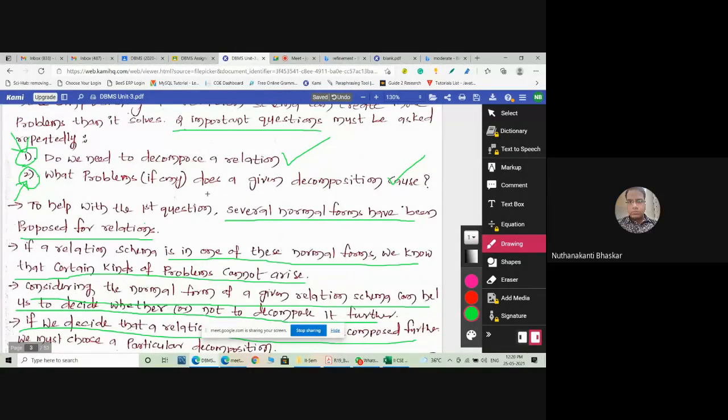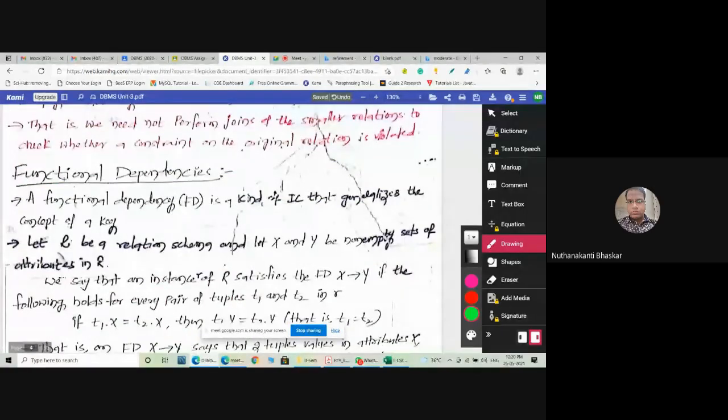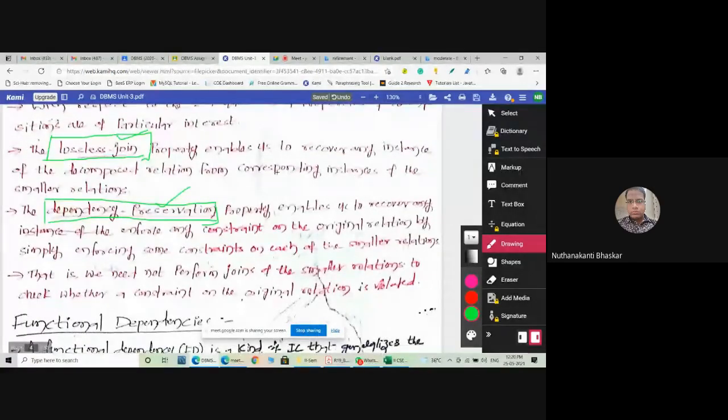The next class is functional dependencies. Already I told you, when you want to decompose, you need to find the functional dependencies in the relation. The functional dependency is going to play a vital role. If you understand functional dependencies, then you can directly understand normal forms also. Once we finish functional dependencies, we will start the normal forms. Is it okay, everyone? Clear?